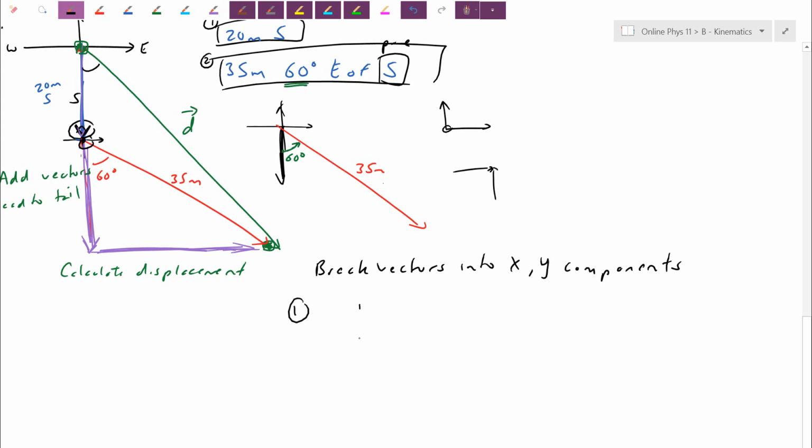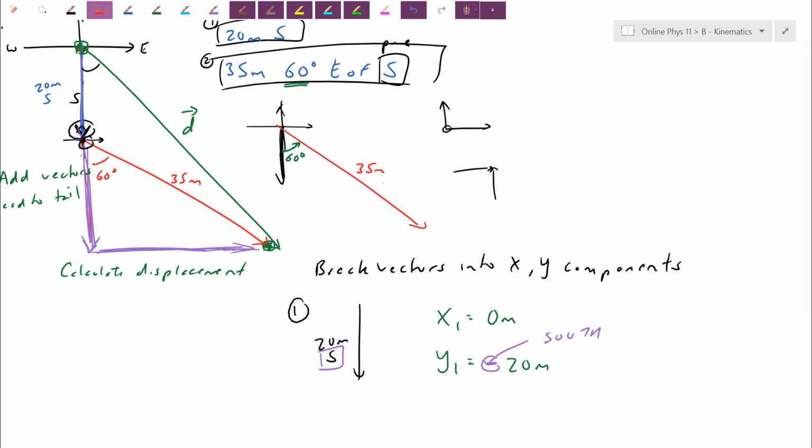First vector, no problem. 20 meters south. If I break it up into x and y, well, let's call it x1. This one is perfectly south. It's not taking me left or right. So the x1 is just going to be 0 meters. I don't go any east or west because of this vector. When it travels 20 meters south, it's taking me on a y1. It's taking me all 20 in the vertical. And now I'm going to use my conventions. Because south is the negative direction, I'm going to put a negative there. And that negative is just to remind me that negative means downwards.